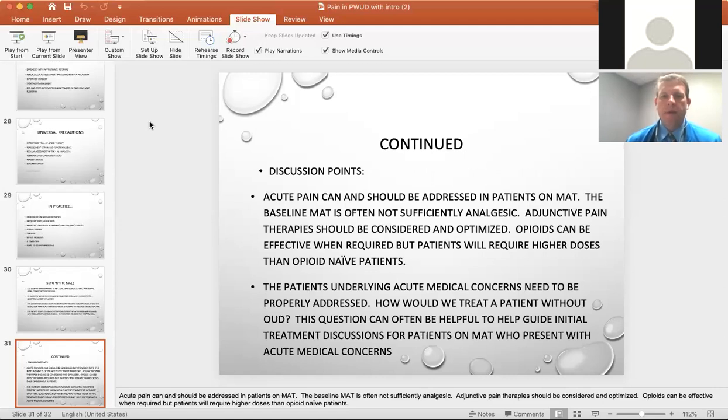All right, so I already mentioned this, but the acute pain can and should be addressed, and the medication-assisted therapy should not be stopped. The opiates can be used, as I've already outlined at length. Whether or not they're used in addition to the medication-assisted therapy, what we don't want to do is stop the medication-assisted therapies. In my experience, that pretty much only ever causes trouble, which I think, if we think about it, makes sense. So next slide.